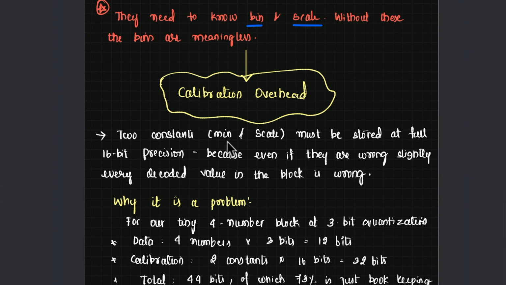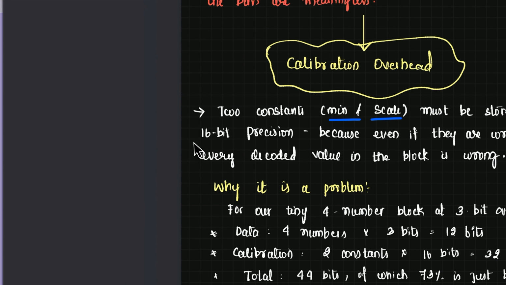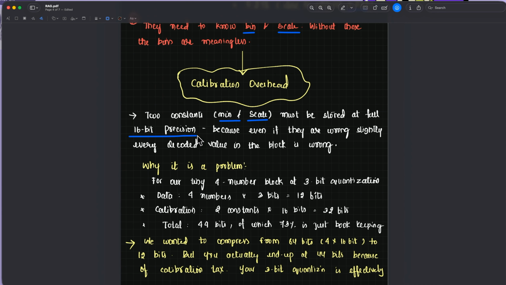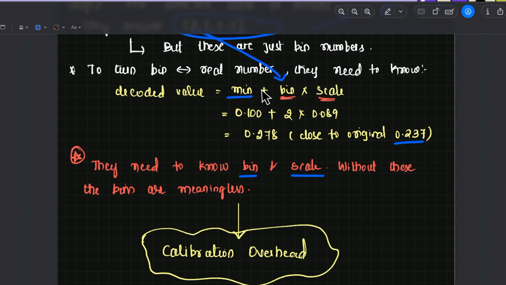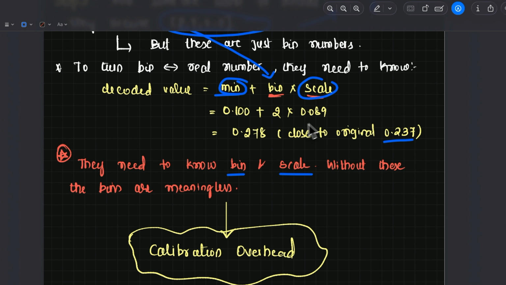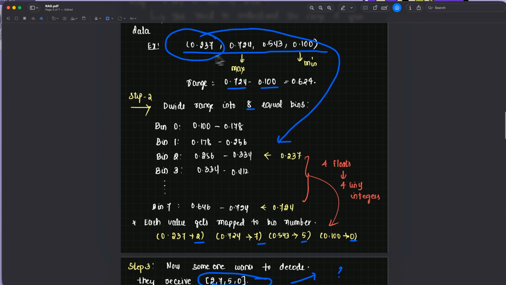So two constants, right? Minimum and scale. These should be stored at a full 16-bit precision. Why do you have to store at a full 16-bit precision? Because if you go down and store at half-bit precision, even if these numbers are slightly wrong, what happens when we decode, right? If this minimum and scale precision is wrong, the original value gets changed. So then we are just losing the vector data.